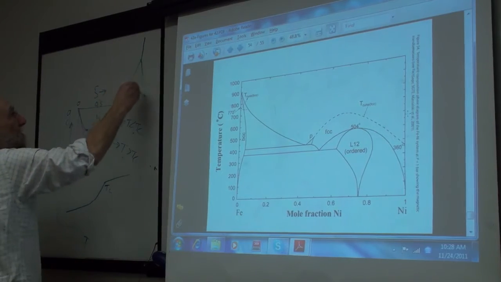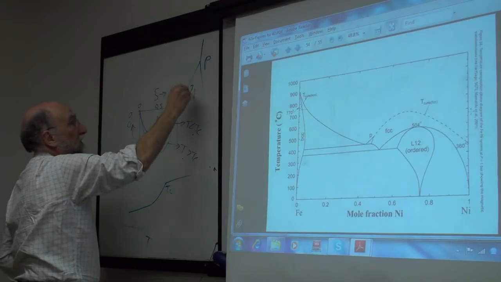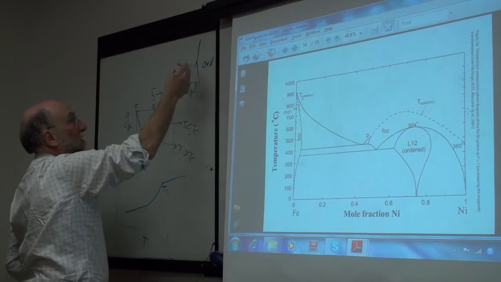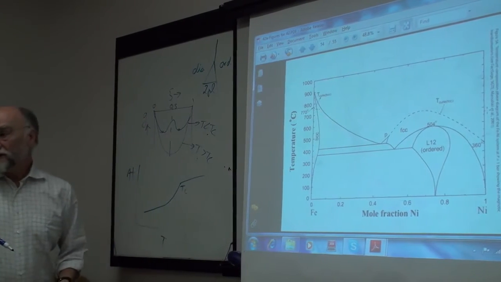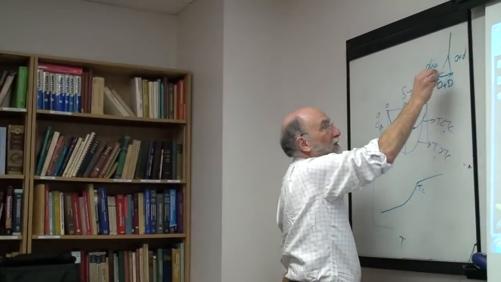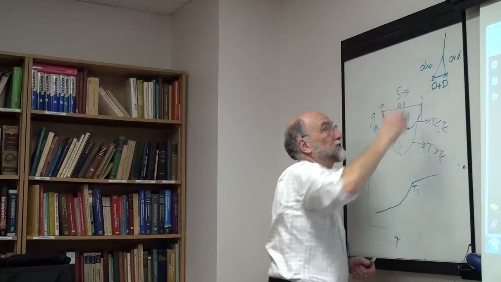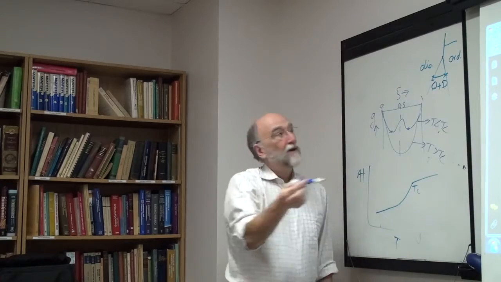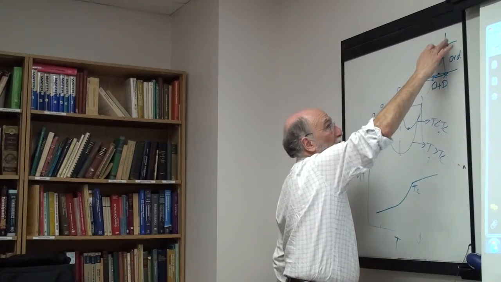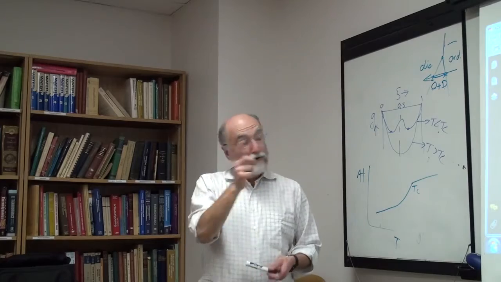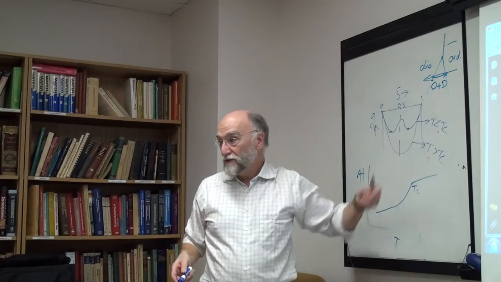Point P looks like this. Here we have two phases: over here we have ordered ferromagnetic, and over here we have disordered. Here we have two phases, ordered plus disordered, with a tie line between them, in a normal two-phase first order region. Above the tricritical point, the order-disorder transformation is second order. As you go from ordered to disordered across here, there's no discontinuity. Below the tricritical point, the order-to-disorder transformation is a normal first order transformation, crossing a two-phase region, just like going from liquid to solid.